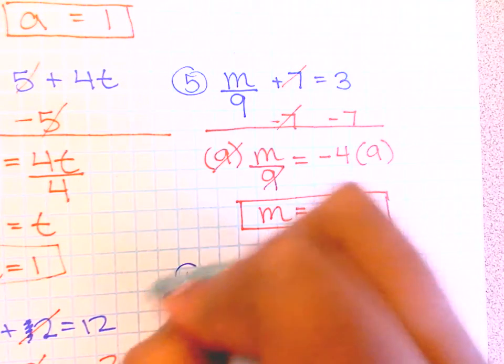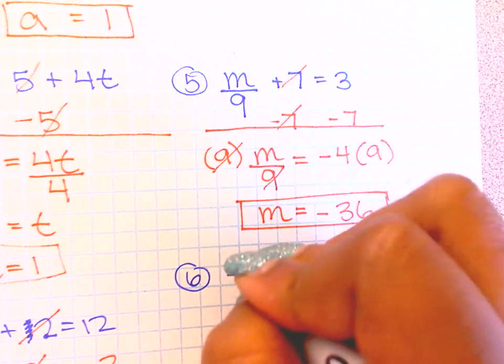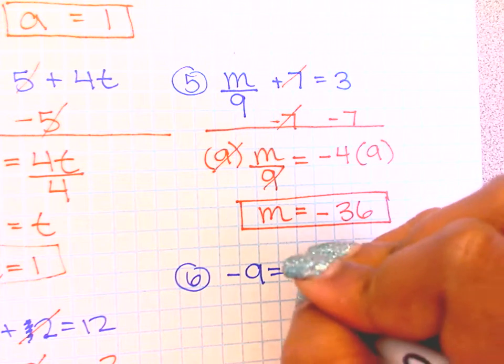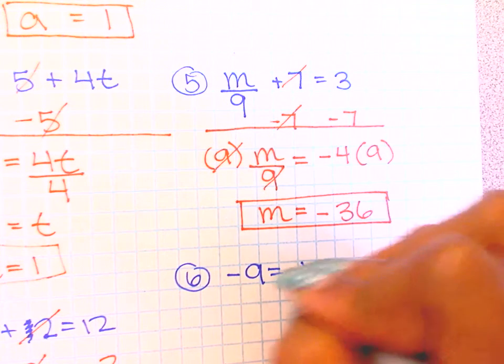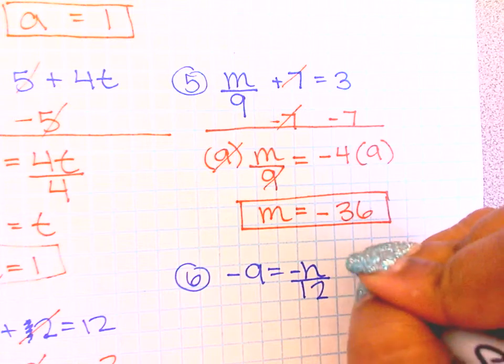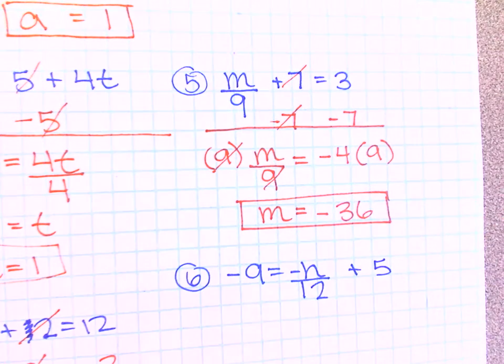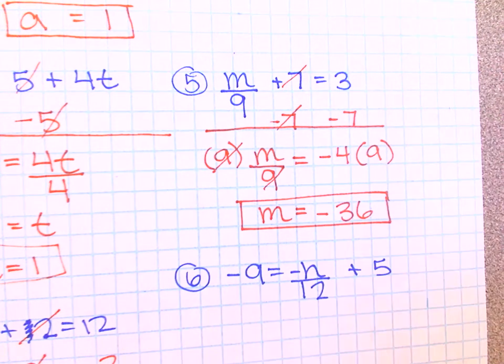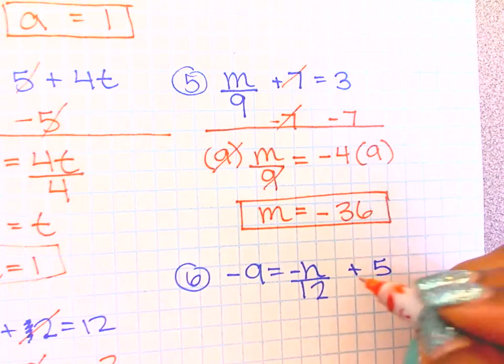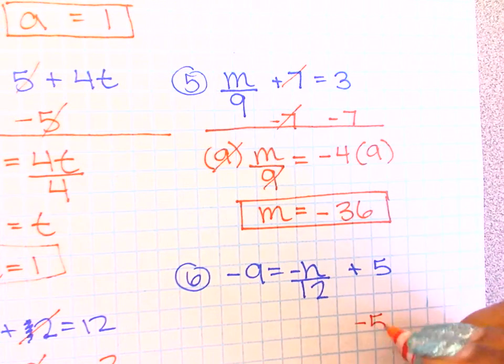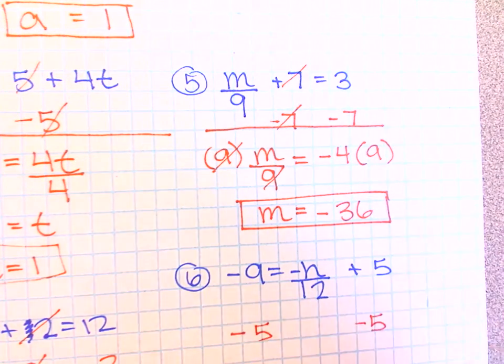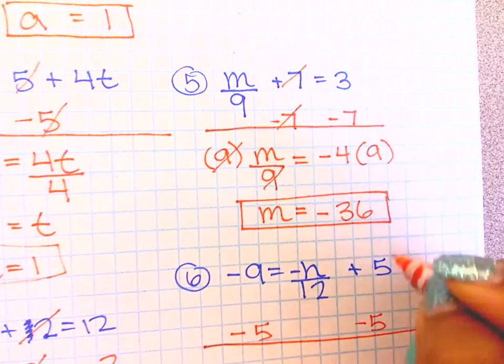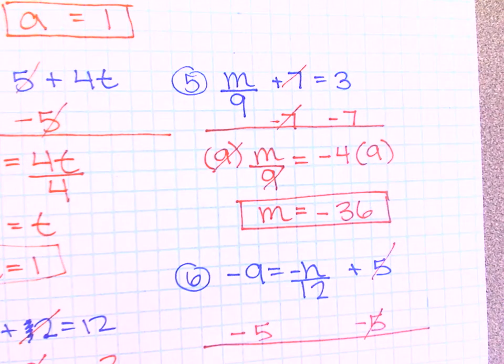Number 6. Negative 9 equals negative h over 12 plus 5. So now we have a negative fraction. Add or subtract first, so I'm going to do the opposite, subtract 5 from both sides on my line. My 5's cancel.